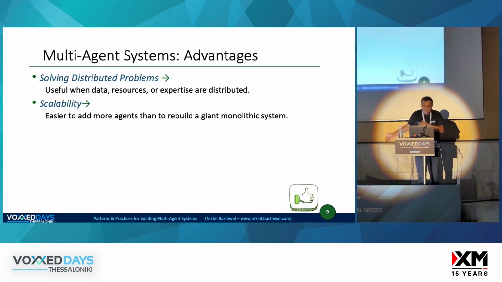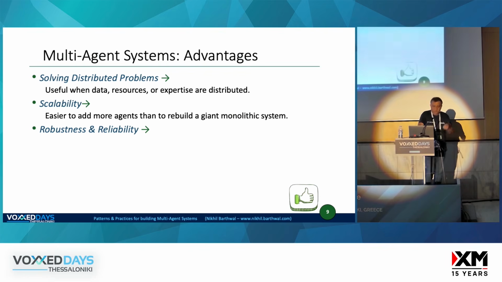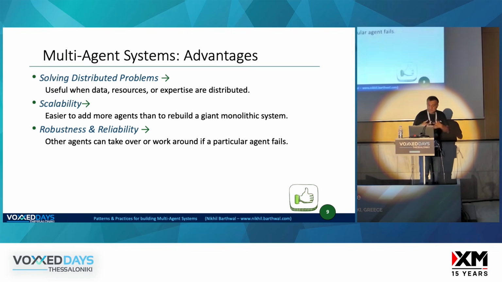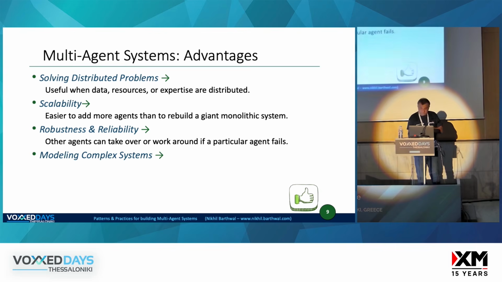Scalability. Yesterday I was giving a talk on microservices versus monolith. I mean, why are we talking about all of this? Scalability. It's difficult to change one monolithic system. So it's easier to add more agents as the problem gets more complex, as the demand grows. Then robustness and reliability. One of the disadvantages of distributed systems is partial failure. Even if some of the agents fail, you can still operate. Other agents can take over if particular agents fail. That's an advantage of a multi-agent system, especially in mission-critical applications.